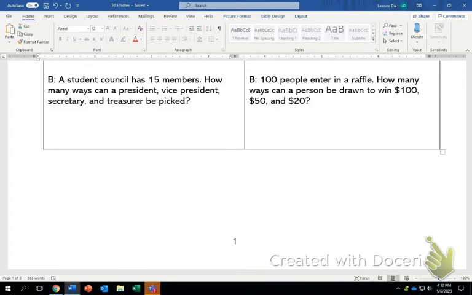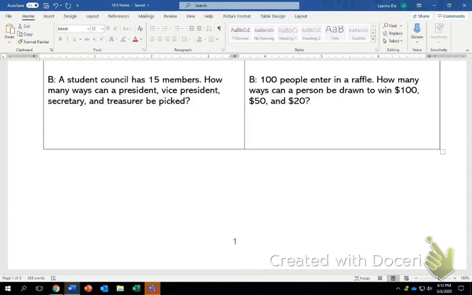How many ways can a president, vice president, secretary, and treasurer be picked? Okay, so they specified the type of jobs, okay? The jobs between the president and the secretary are very different. So I know that order in this particular case matters. So I know I'm going to be using a permutation.